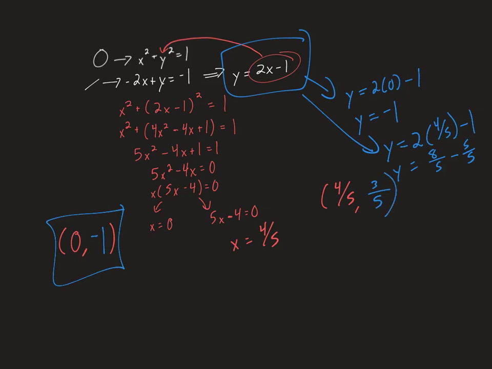Again, this is similar to number 2. It's not exactly the same, but you'll solve the linear equation for one of the variables, plug that into the other equation, and then solve that quadratic.